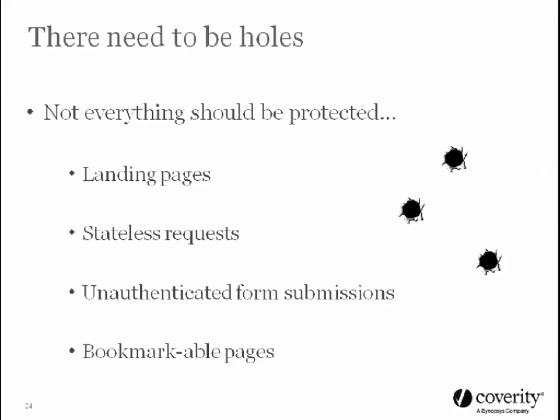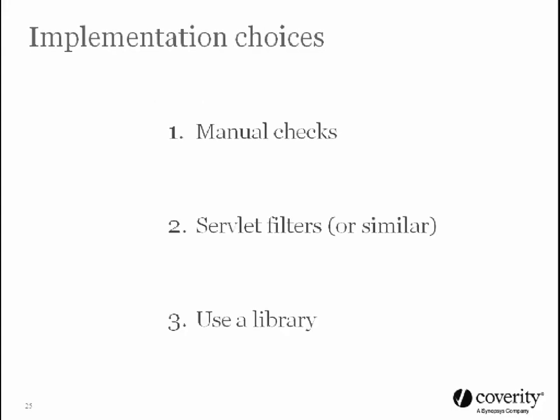Some examples of these are landing pages. If someone's intentionally browsing to your website from another domain, you don't want to protect against requests from another domain. Things that are stateless or unauthenticated, these are not something you care if someone's forging, right? If it's an unauthenticated form submission, like maybe an account sign-up or something, the attacker could very well just do that on their own. They don't need to forge it from your client's browser. And in general, anything that's bookmarkable. These are links that you want to be long-lived, and the CSRF token is not long-lived, so these need to be holes.